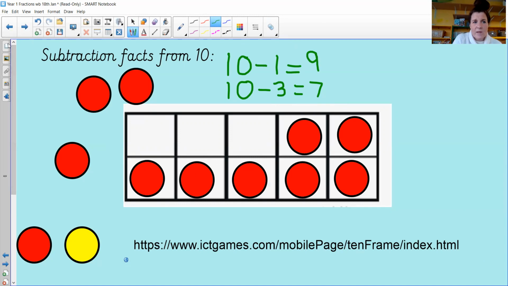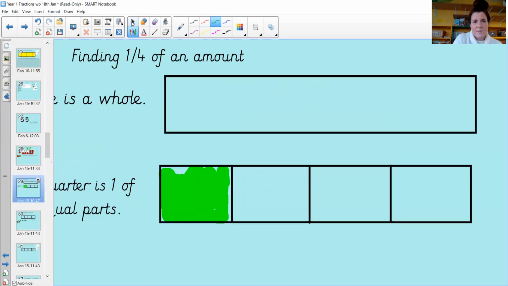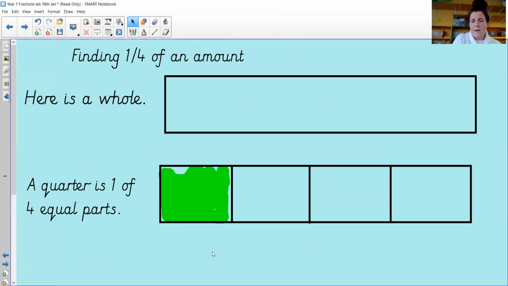So here we go. Right, fractions today. Now, as I mentioned, we're going to be thinking about quarters of amounts. Now, yesterday you were having a look at shapes and colouring in shapes and working out what a quarter of shapes were, okay? And we used this sentence, didn't we? We used this sentence down here, which is a quarter is one of 4 equal parts.